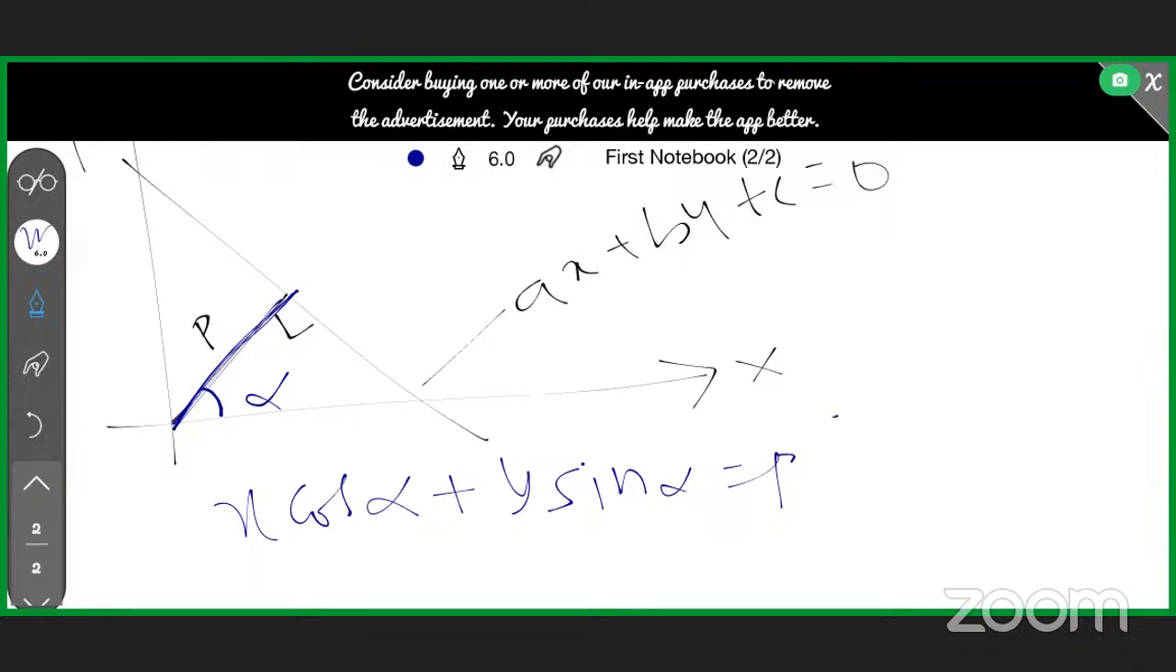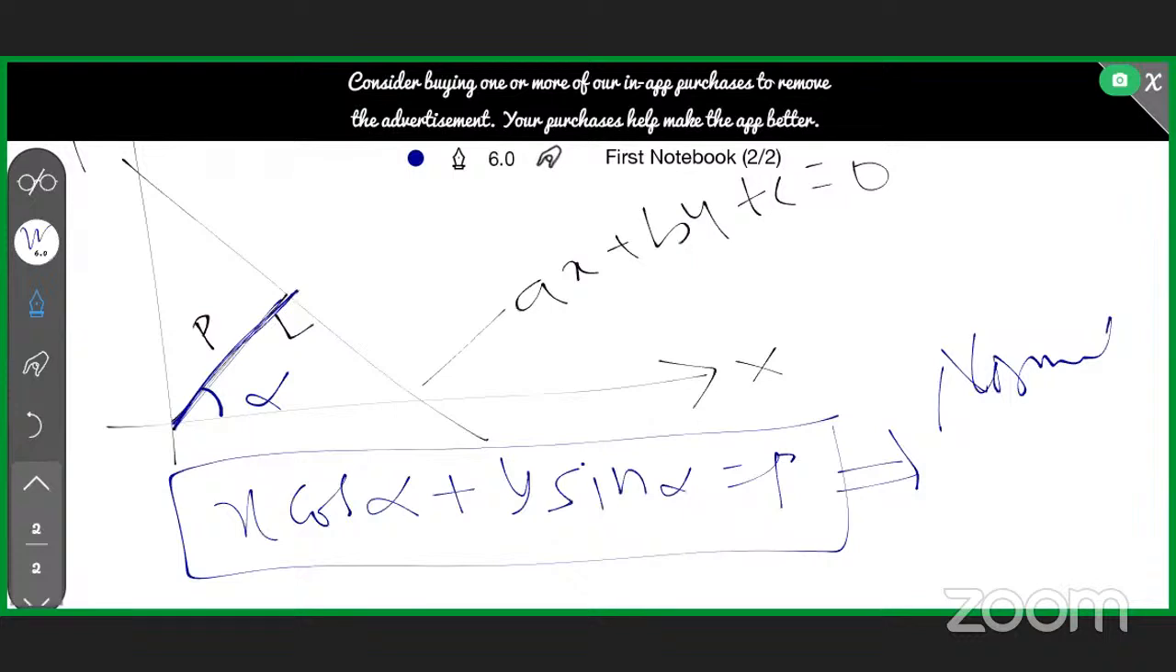So this is the equation of the line in normal form, where p is the length of the normal and alpha is the angle of the normal with the positive direction of the x-axis.